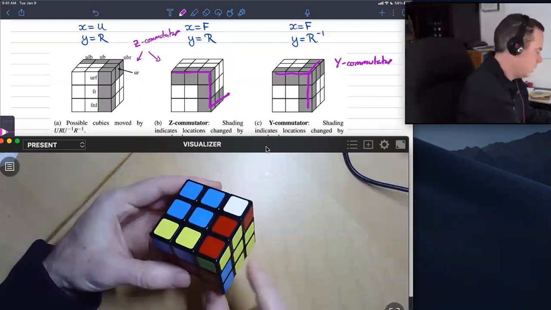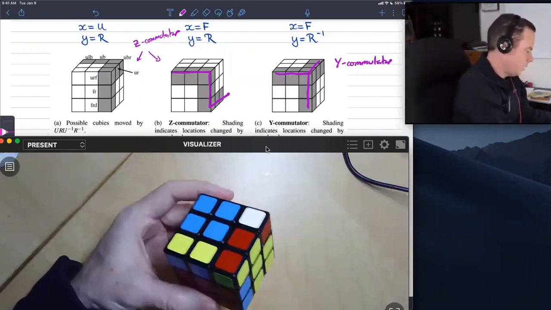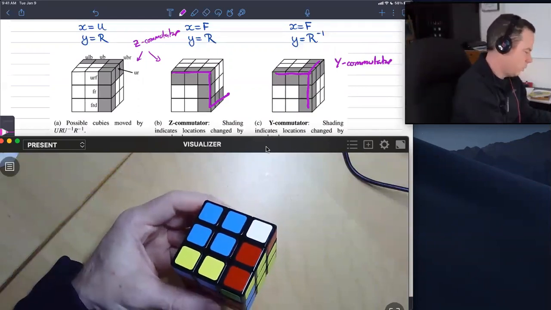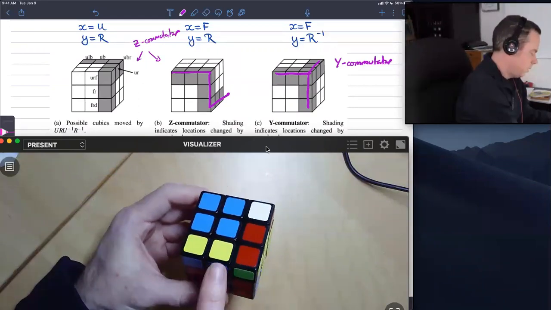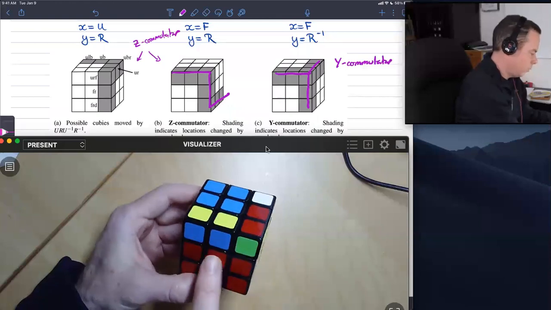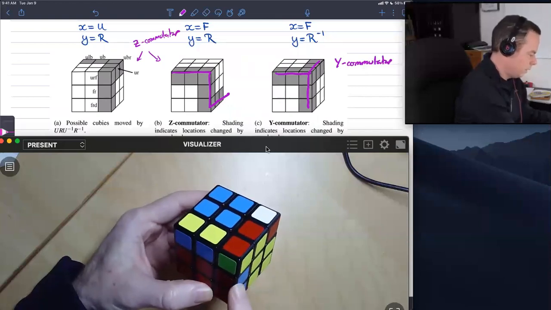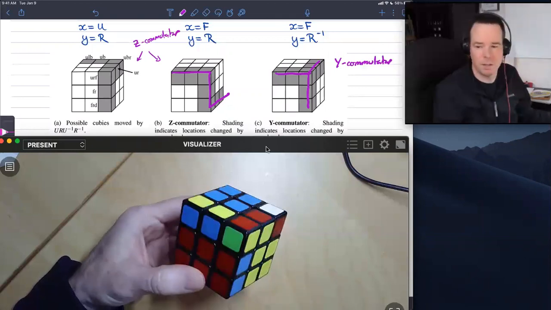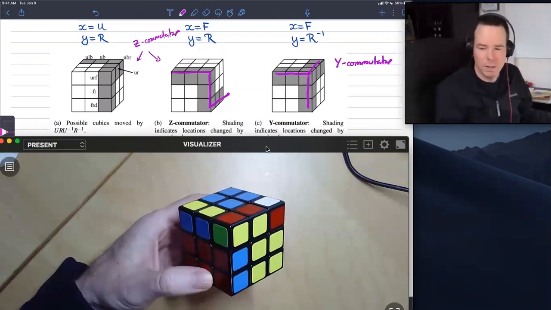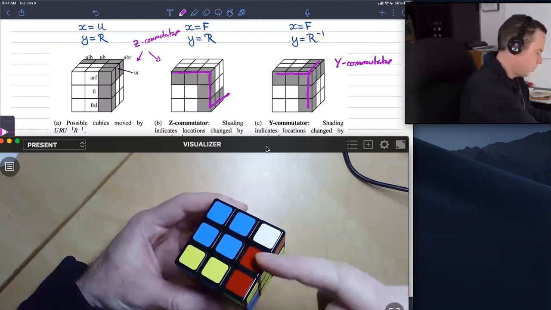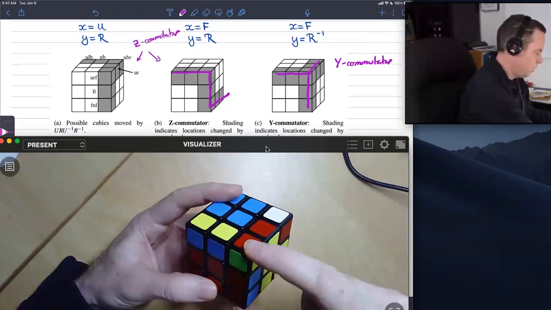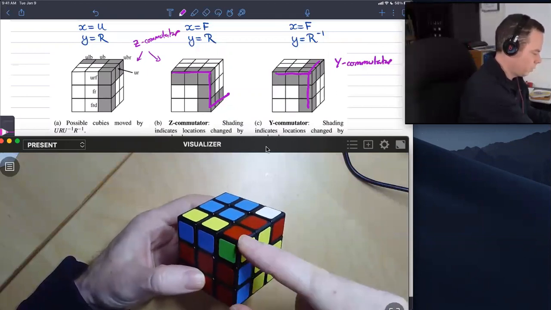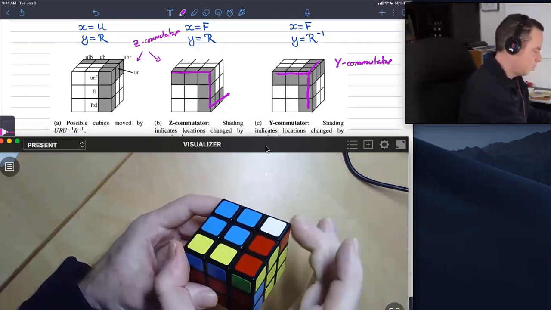But let's see what's happening here. When I do that commutator, which I did the very last one, the Y one, I got this edge piece, which is a blue-red one. It moved down here. Then that edge piece went up here, and this edge piece went over here. So I did a 3 cycle on the edges. And it also did a swap. The corners that got swapped were these two sitting in front, that corner and that corner swapped. And then these two corners swapped.